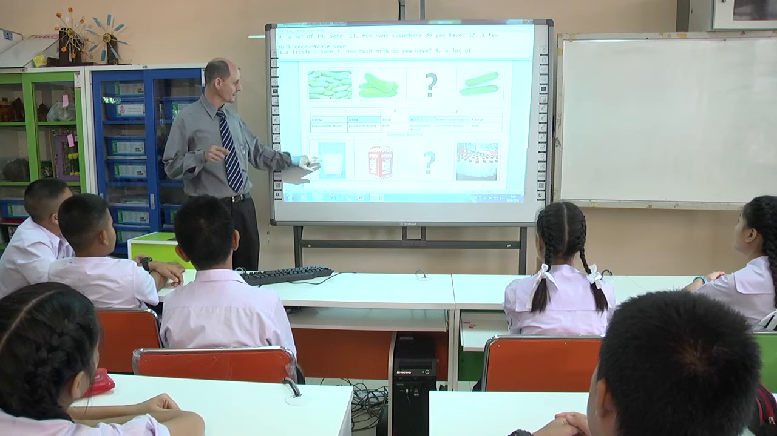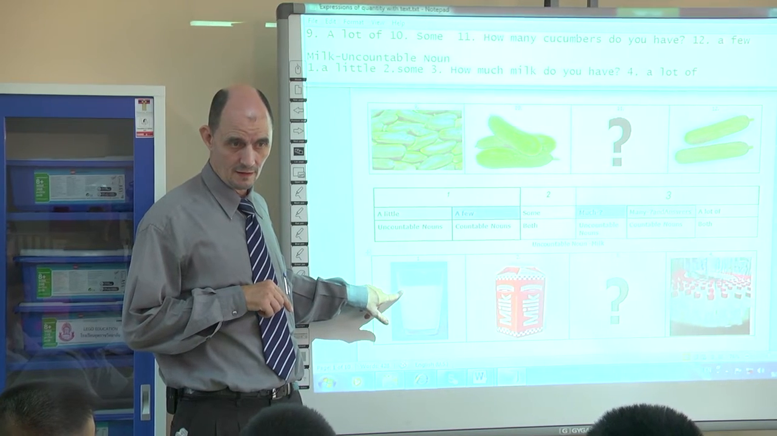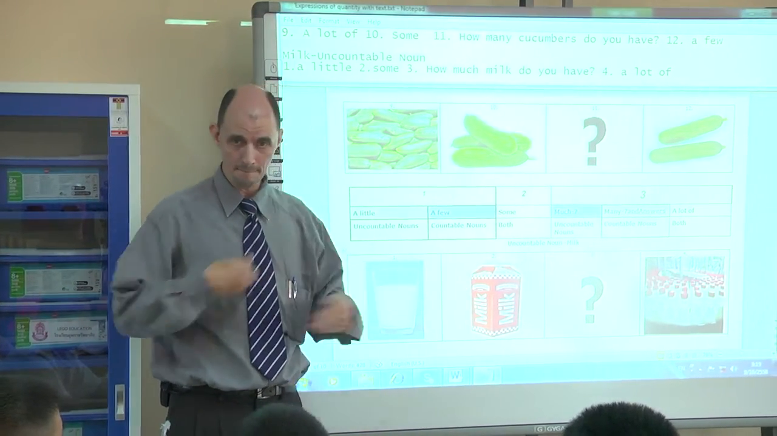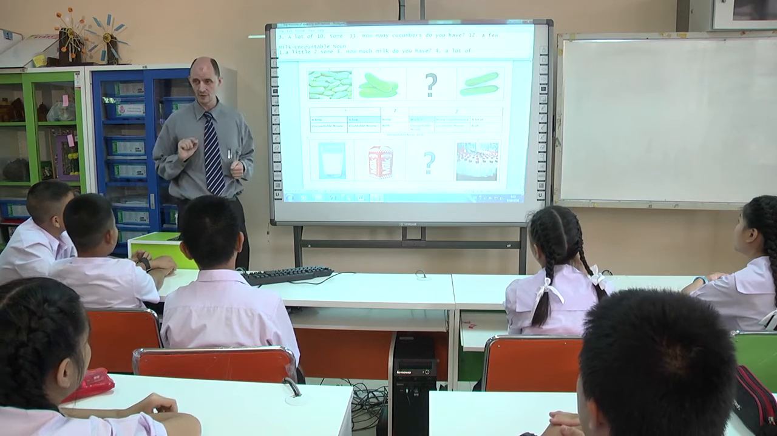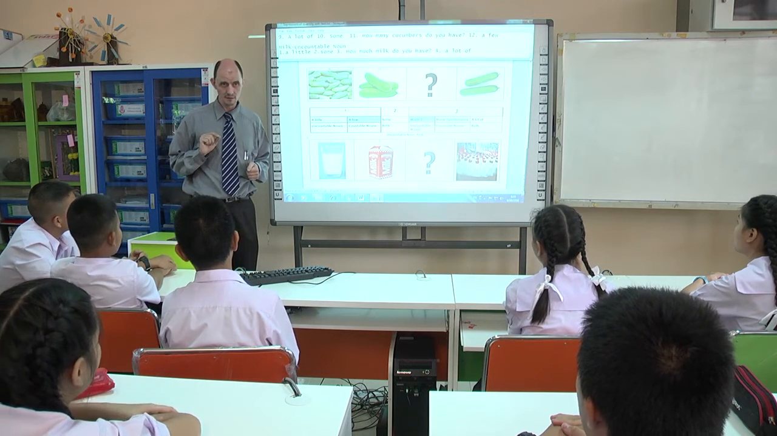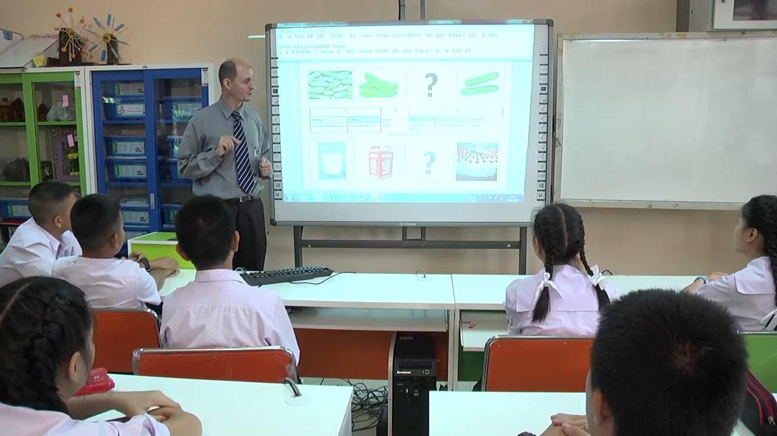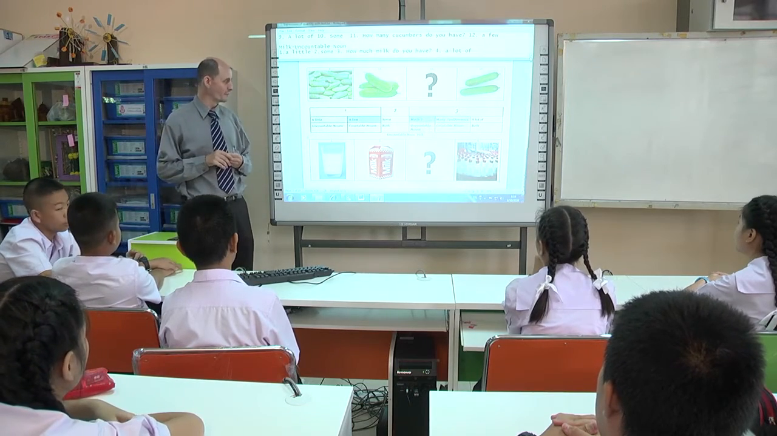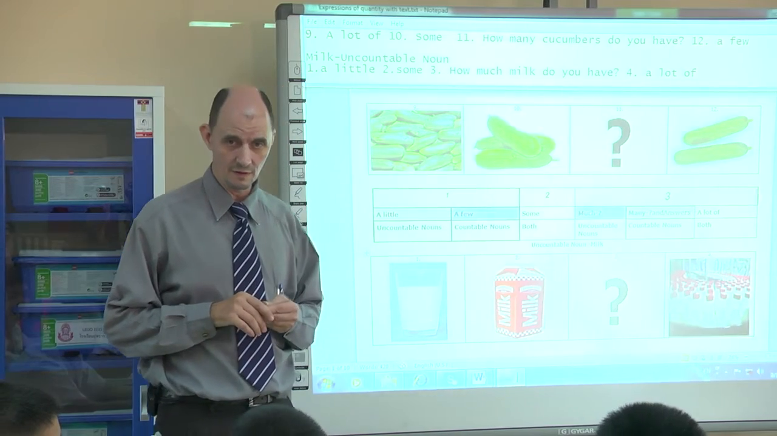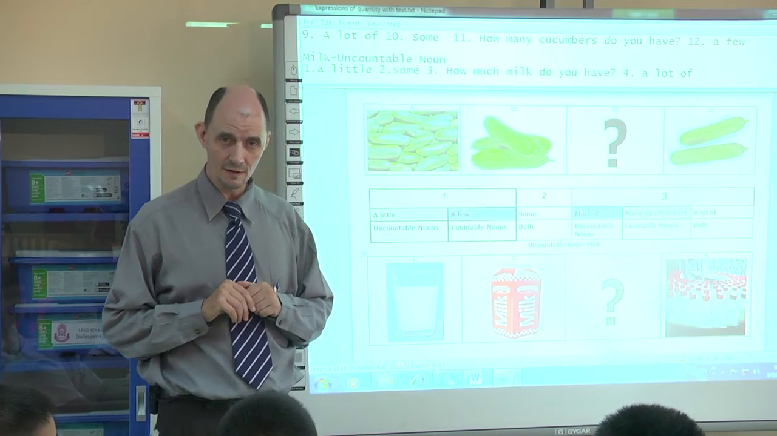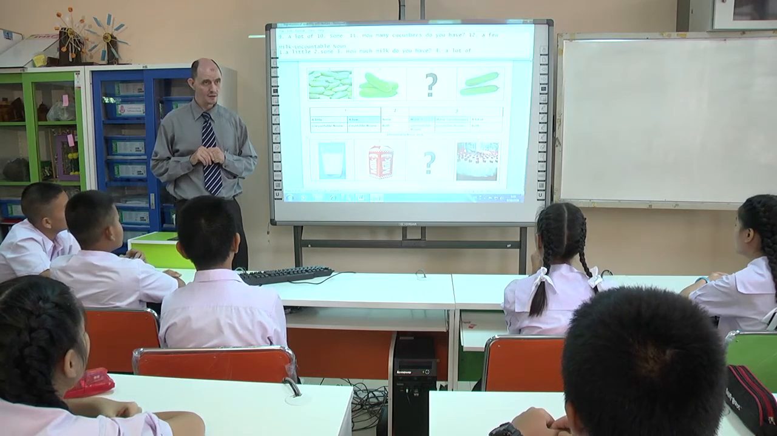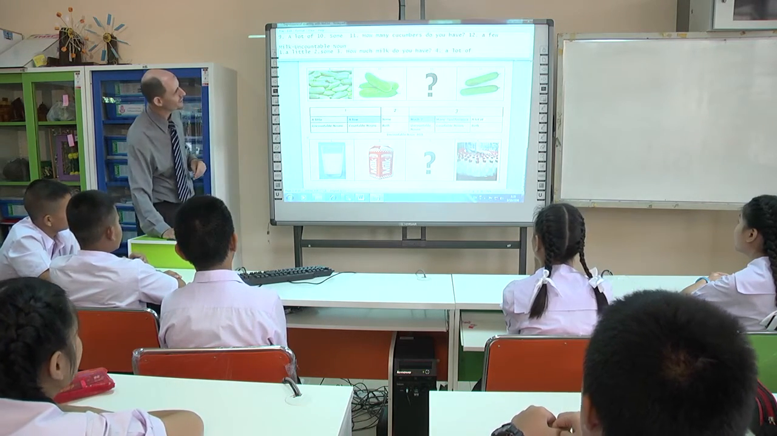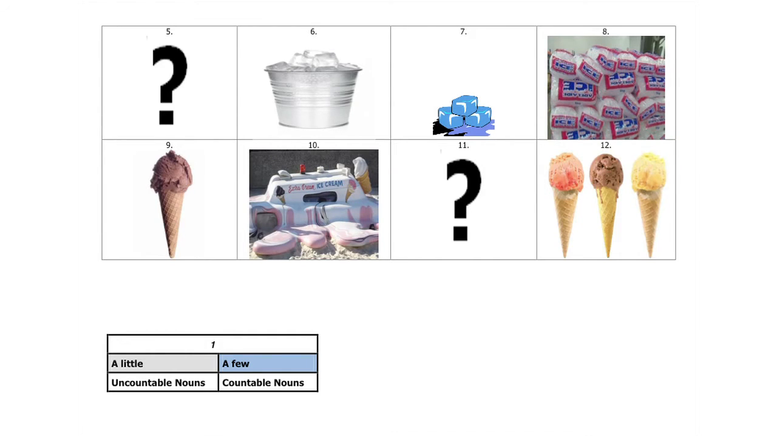Good. So now, what is number 1? A little milk. What is number 2? Some milk. What is number 3? How much milk do you have? Good. And what is number 4? A lot of milk. What is number 2? Some milk. Good. Number 3? How much milk do you have? Good. Number 1? A little milk. Good. Very good.